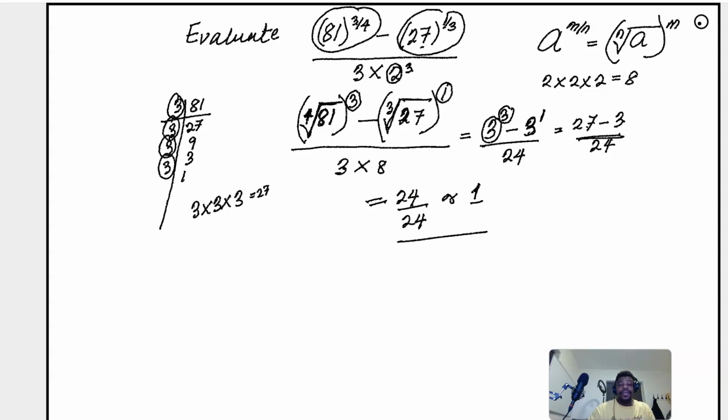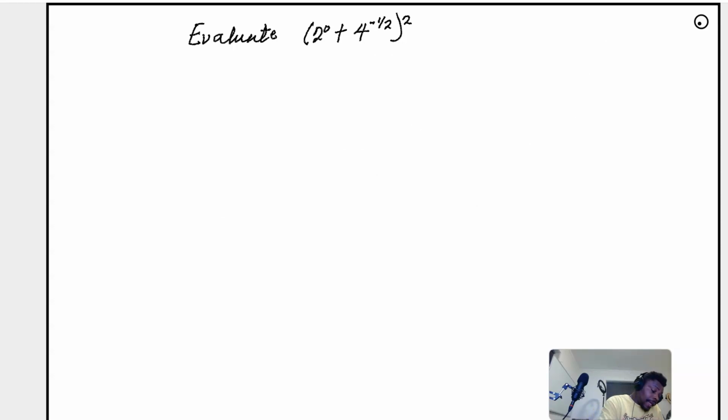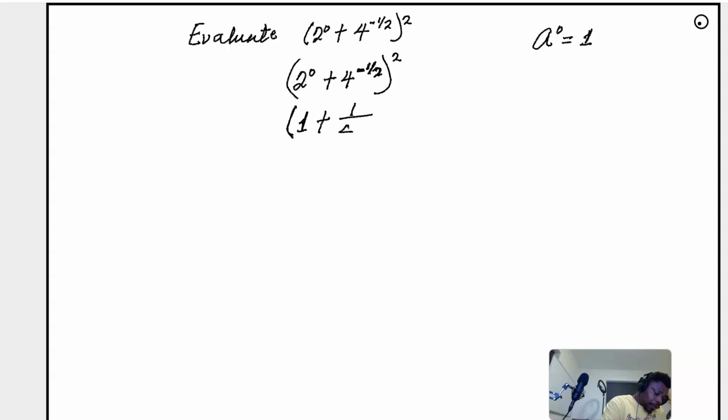Let's go to the next question. Now, next question. Evaluate 2 raised by 0 plus 4 raised to minus 1 over 2, all in brackets squared. Remember, a raised by 0 in indices is 1. Anything raised by 0 is 1. So 2 raised by 0 is 1. Plus, here, this is a negative fractional power. So negative here means 1 over 4 raised to 1 over 2. I've explained that in my previous video.